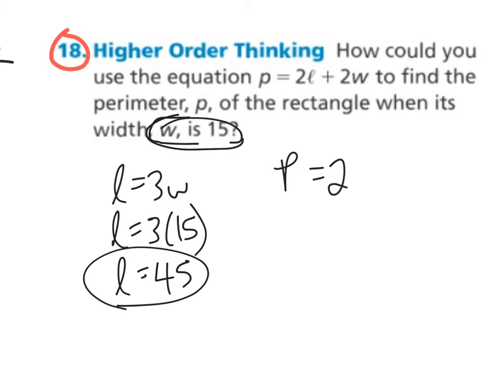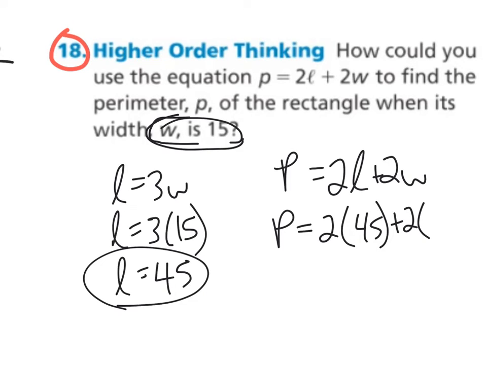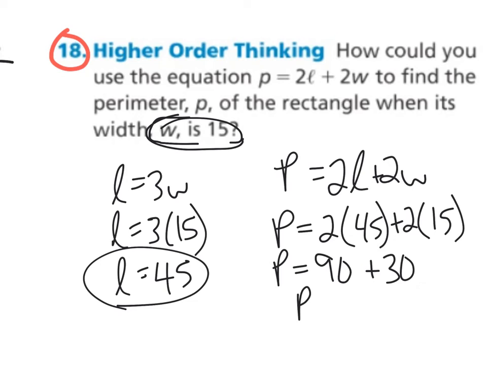So now that we know what our length and width are, we can substitute both of those values into this equation. So length is 45, width is 15, and order of operations, we do multiplication before addition. So 2 times 45 would be 90, 2 times 15 would be 30, and then if you add those together would be 120. They don't tell us what the units are, inches or feet or whatever, but 120 something is our perimeter for this problem.